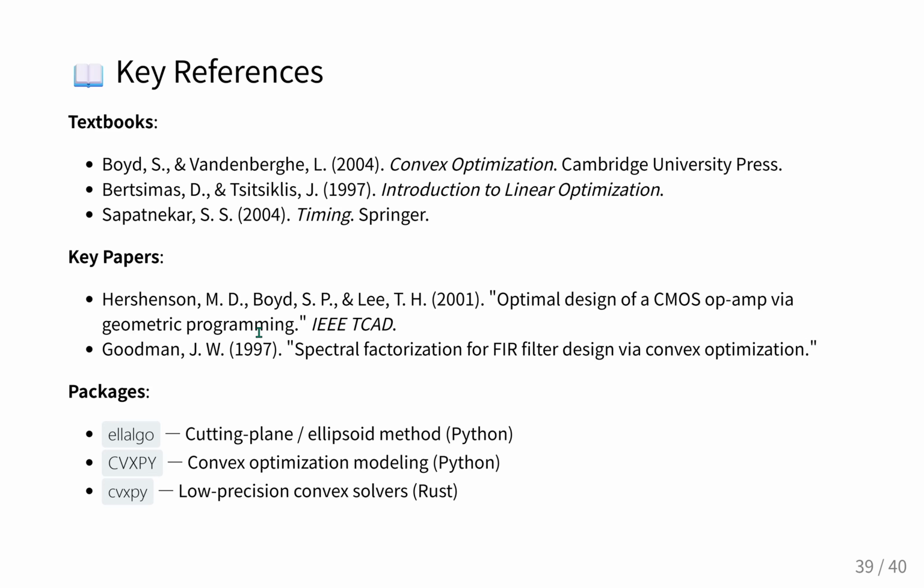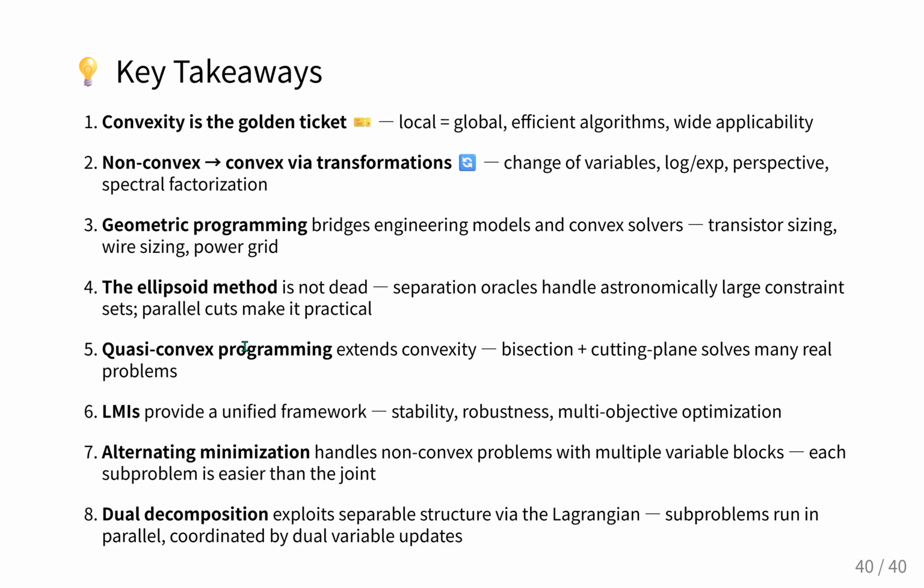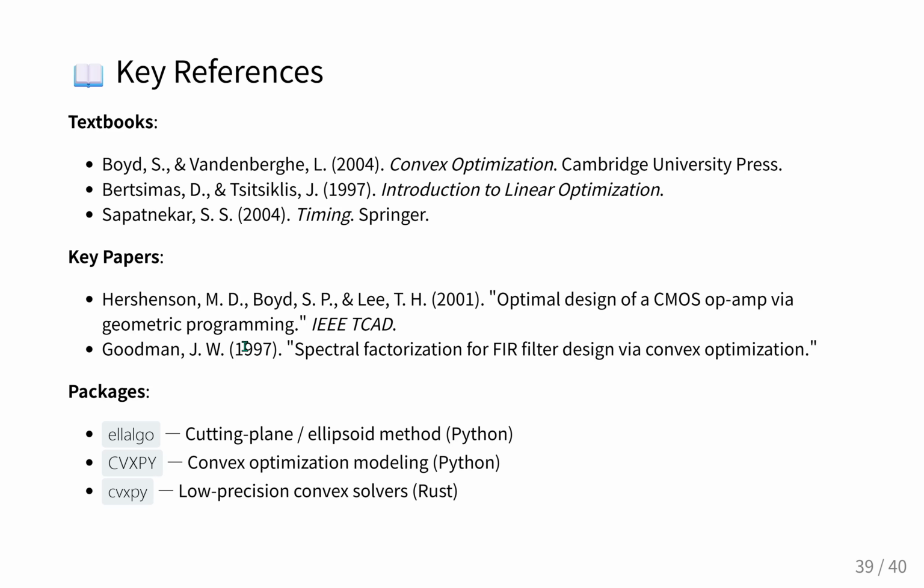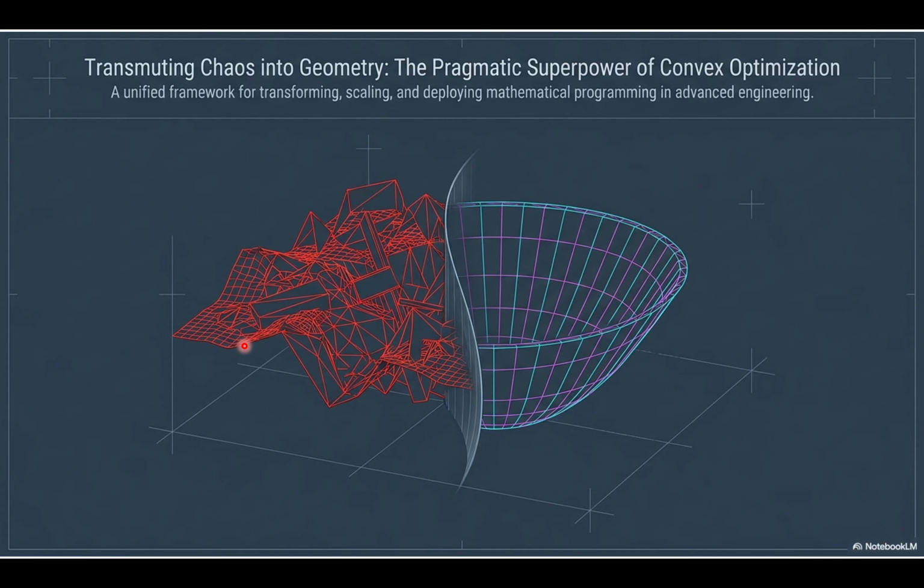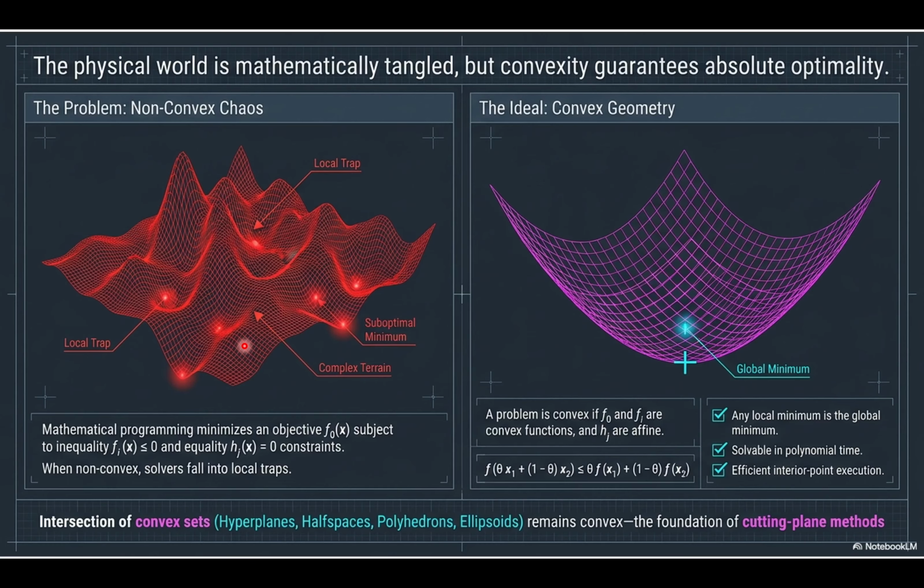So, to trace the journey we've taken today, we started with a wildly complex world of non-convex physical realities. We learned that mathematical convexity is the golden ticket, a geometric space where the local valley is always the absolute global bottom. When the physical world refuses to be convex, we use perspective transformations and logarithms to bend the space until it complies. Algorithms like the ellipsoid oracle and interior point workhorses slice through millions of variables to find that bottom, and the result is the perfectly optimized silicon architecture that allows you to listen to this audio right now. The theory translates perfectly into physical reality.